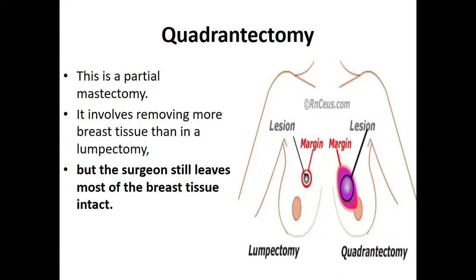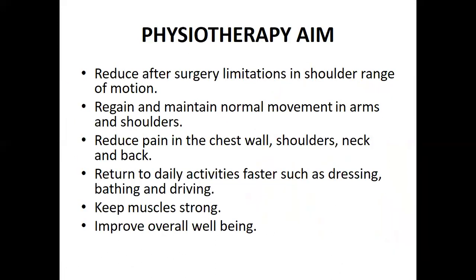quadrantectomy. This is a partial mastectomy which involves removing more breast tissue than in a lumpectomy, but the surgeon still leaves most of the breast tissue intact. This is just where a lump is removed and more tissue is also taken as compared to lumpectomy. So in lumpectomy, the tissue is taken from there where the lump is, but here you will get a bigger tissue. This is what is referred to as quadrantectomy.